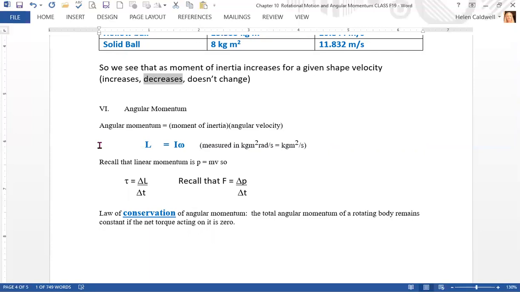I don't know why they picked that, except L looks like the symbol we sometimes use to indicate an angle. So L equals I omega. Angular momentum equals moment of inertia multiplied by angular velocity. It is measured in kilogram meter squared radians per second, or remembering that a radian is not really a unit, you could call it kilogram meter squared per second. Linear momentum is mass times velocity. Remember, I just said that.